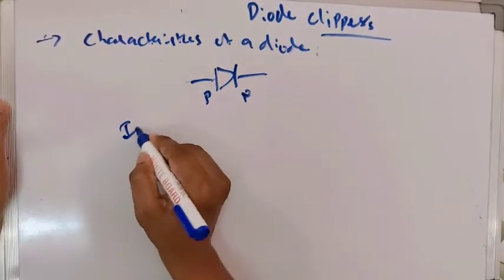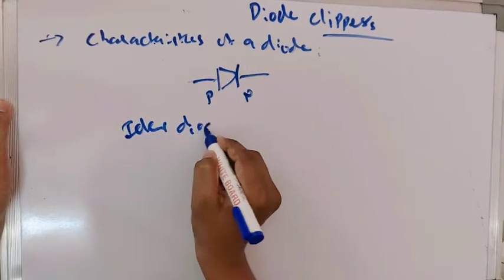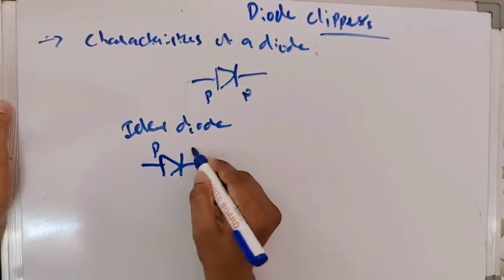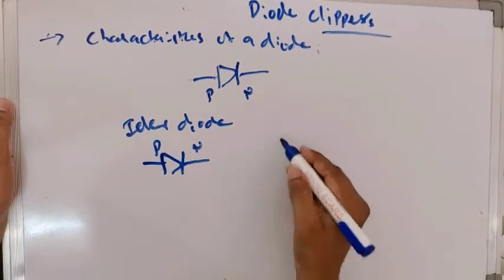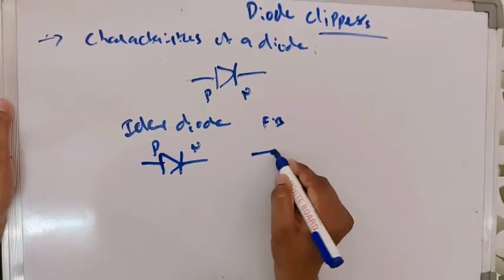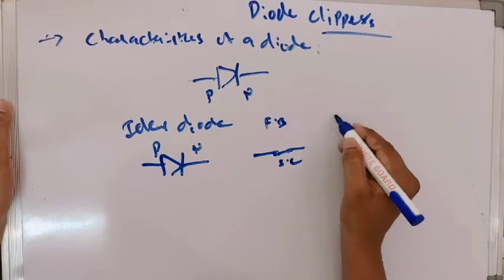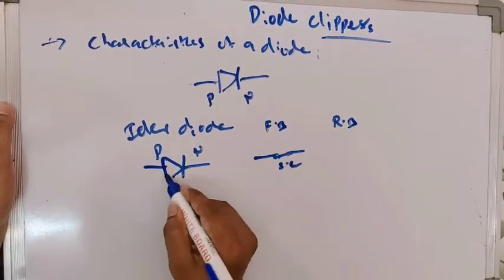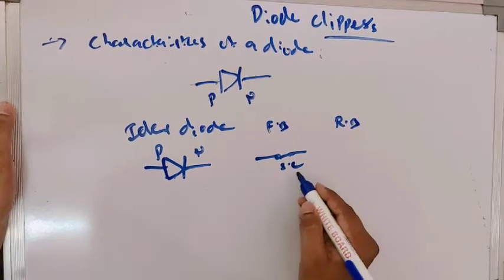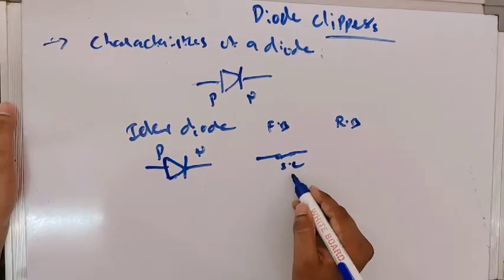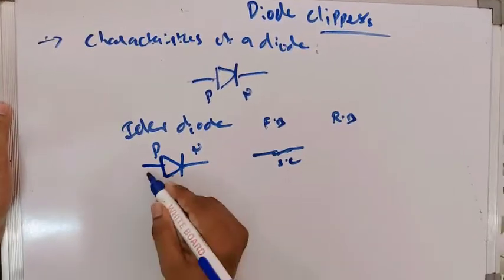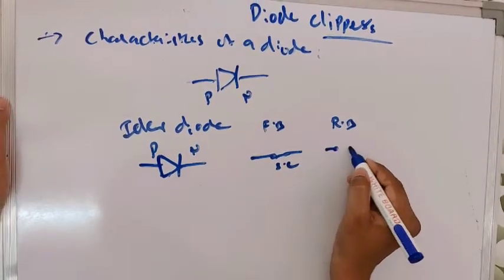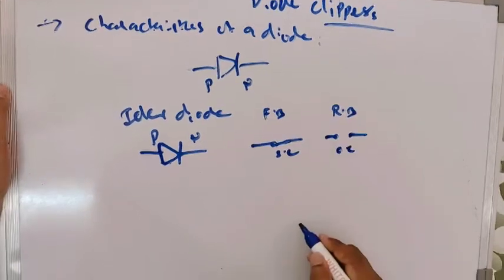Now we'll discuss the characteristics of an ideal diode. The symbolic representation of an ideal diode is a p-n junction with no cut-in voltage. During forward bias, it is considered a short circuit. Whenever we give a positive voltage to the p-type, it is called forward bias, and the diode is considered an on switch or a short circuit. During reverse bias, when a negative voltage is given to the p-type material, it is considered an open circuit.